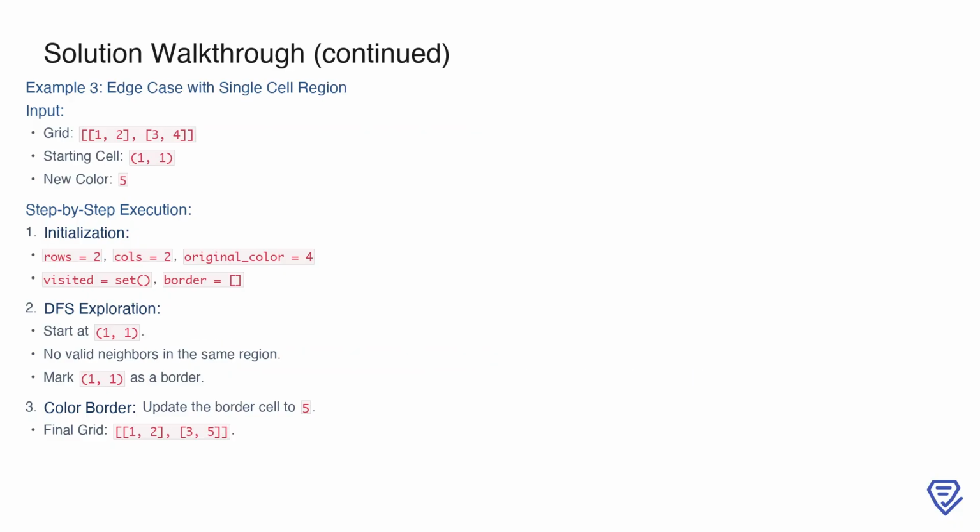2. In this edge case, we have a small 2x2 grid, and the starting cell, (1, 1), is a single cell region with the color 4. The goal is to change its border to the new color 5. After initialization, the DFS begins at (1, 1). Since there are no valid neighbors sharing the same color, (1, 1) itself is identified as the border. The algorithm then updates this border cell to 5, resulting in the final grid, 1, 2, 3, 5. This demonstrates how the algorithm handles regions consisting of only one cell.